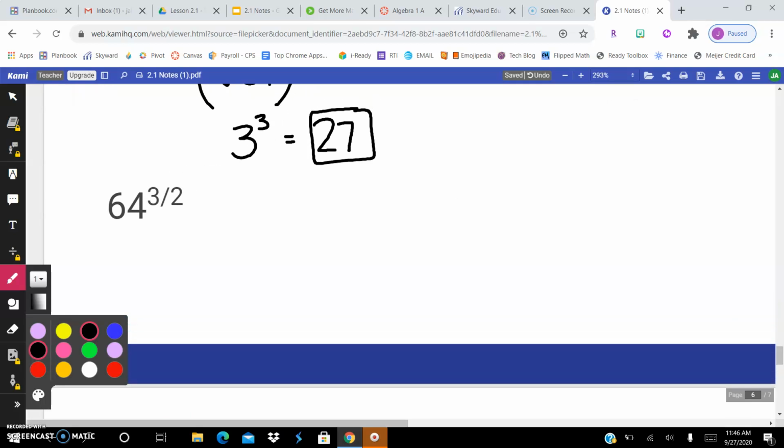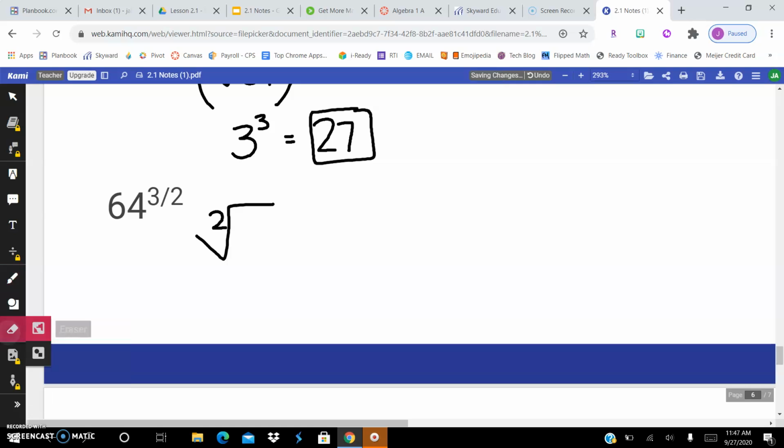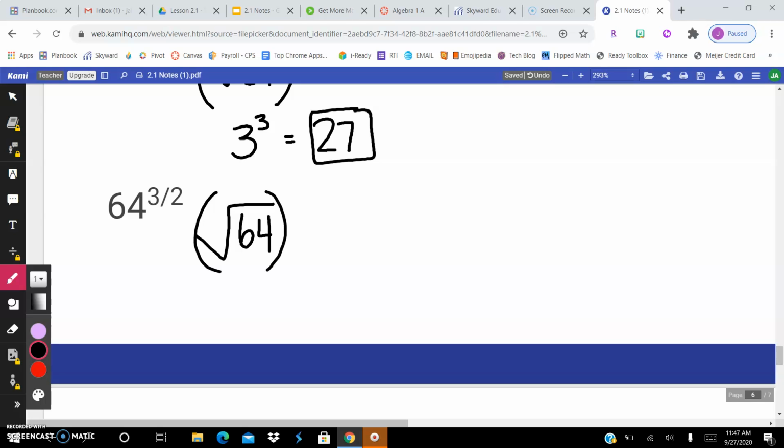And then our last example on this page, 64 to the 3/2. 2 is our denominator, so we're actually going to do a square root. We don't normally write that 2 out front of 64. And then our exponent, the numerator, is going to be a 3. So the square root of 64 is 8, and we have an exponent of 3. So we are going to have to do 8 times 8 times 8. And that answer is 512.